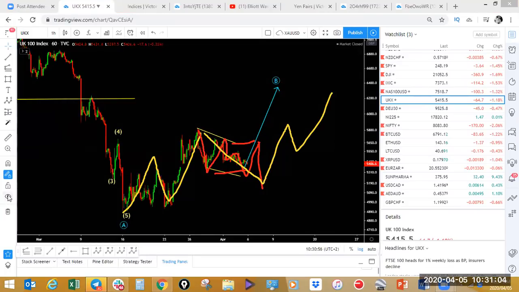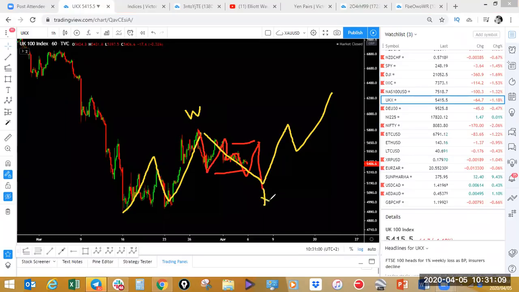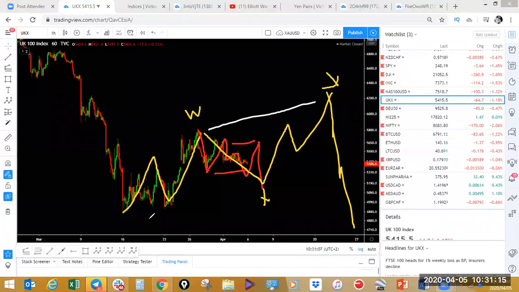So if you look at this, let's just switch off the labeling so you can see the structure. Clearly it will be a WXY structure. Then we should be looking for this to come down here, and that will be a corrective structure overall. Then we look for downside. That is the UK 100.